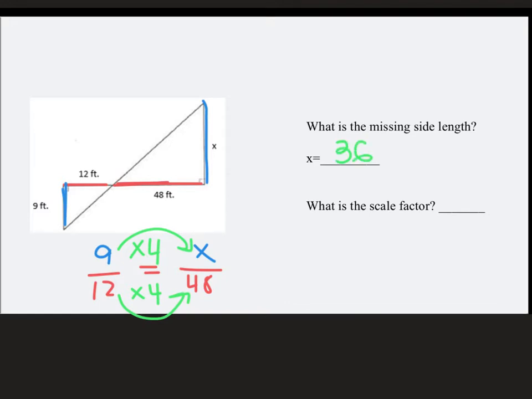And since we did that, that times 4 is actually considered our scale factor. So what is the scale factor? It would be a positive 4.